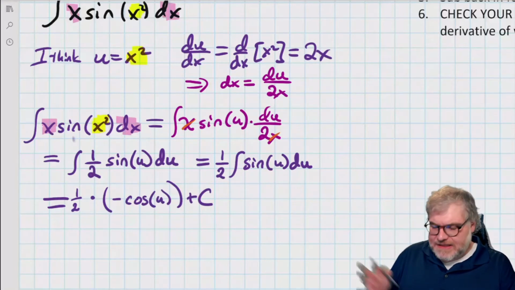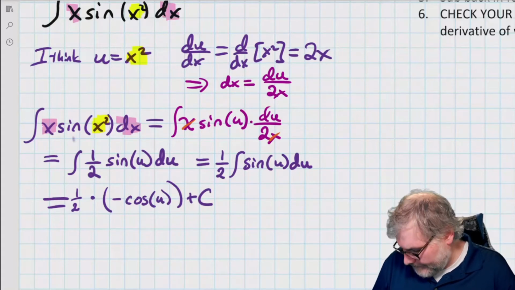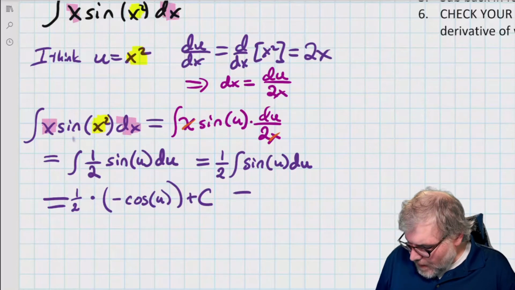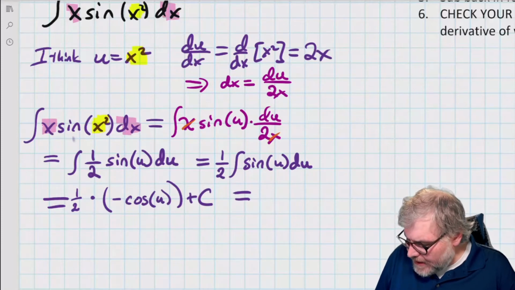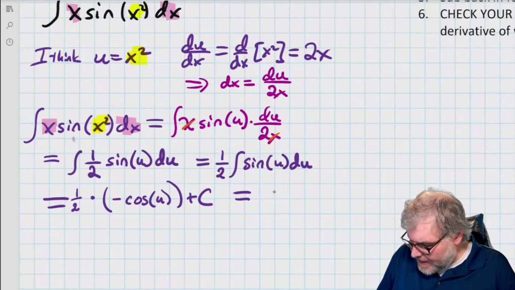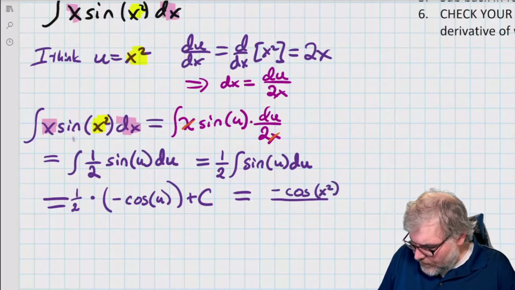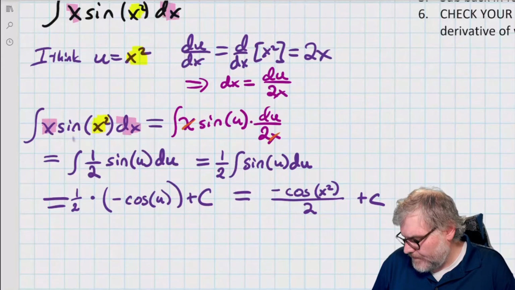That plus c business, it doesn't matter what the constant is. If it's c over 2, it's as good as plus c. Okay, so now I'm going to simplify this a little bit, but I need to sub in my u. I thought u was x squared, so now I'm going to sub back in my u. I'm going to get negative cosine of x squared over 2 plus my c, my constant for taking the antiderivative.